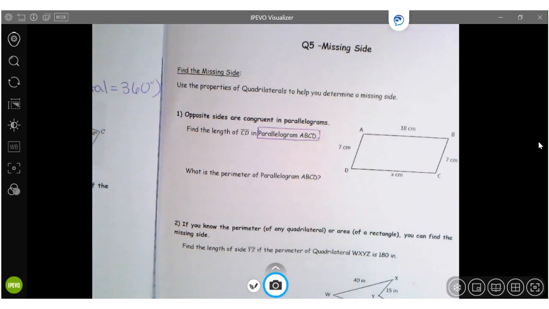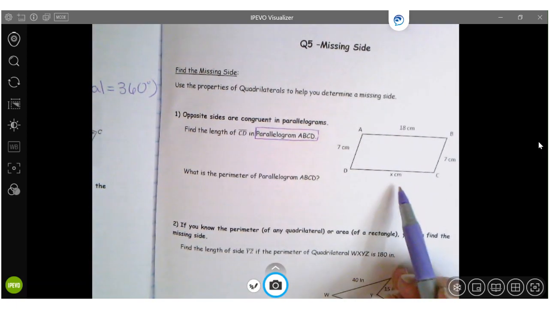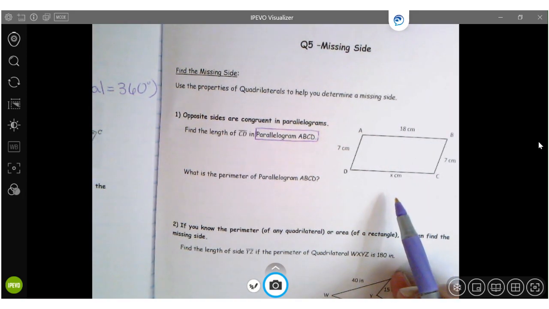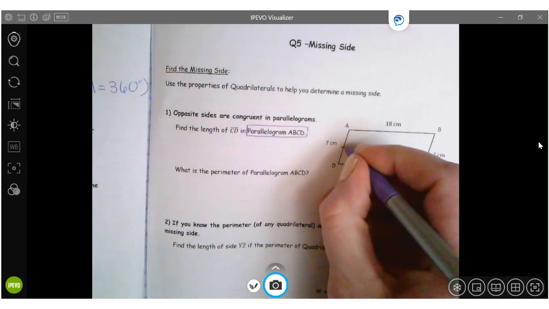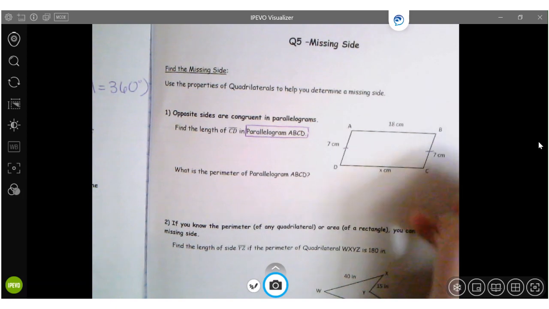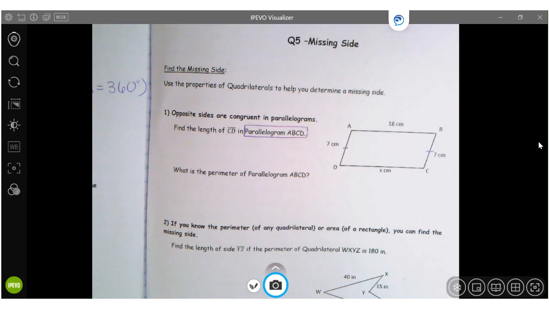It tells me to find the length of side CD, which is right here. This is the side that has the X that we're looking for. Find the length of side CD in parallelogram ABCD. So if this is a parallelogram, I know that opposite sides are congruent. So this left side and the right side, I know are congruent. I'm going to draw those little hash marks on there to notate that. And they are both 7 centimeters. So that would make sense.